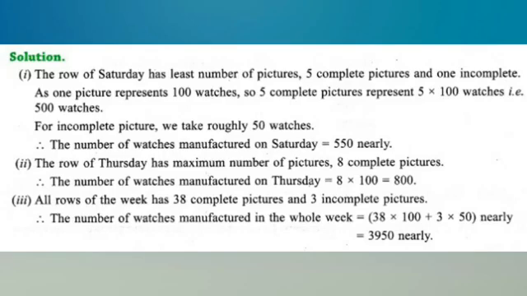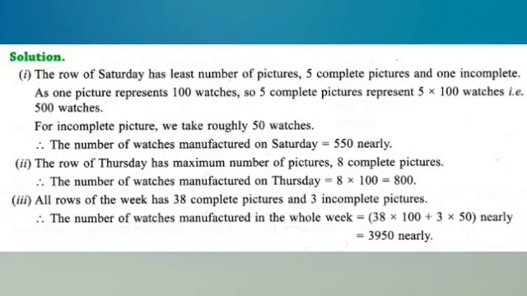Look at second question. On which day were the maximum number of wristwatches manufactured? The row of Thursday has maximum number of pictures. 8 complete pictures. Therefore, the number of watches manufactured on Thursday is equal to 800.